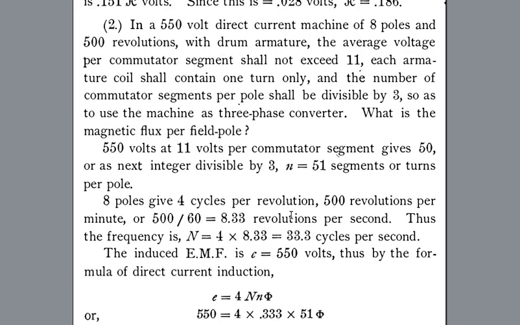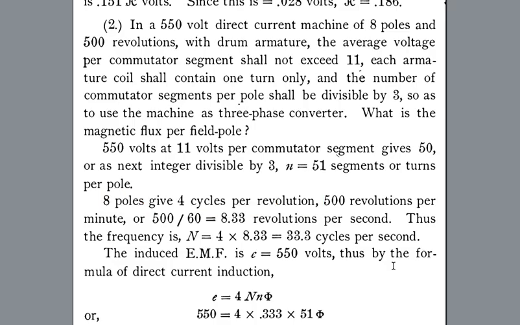550 volts at 11 volts per commutator segment gives 50, or as next integer divisible by 3, n equals 51 segments or turns per pole. 8 poles give 4 cycles per revolution, 500 revolutions per minute, or 500 over 60 equals 8.33 revolutions per second. Thus the frequency is n equals 4 times 8.33 equals 33.3 cycles per second.